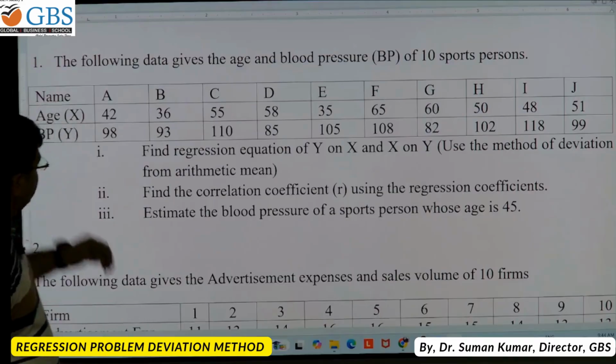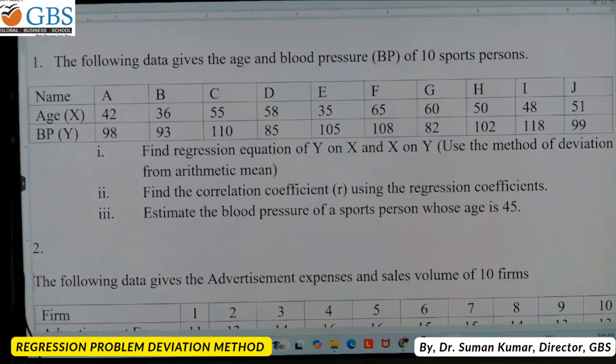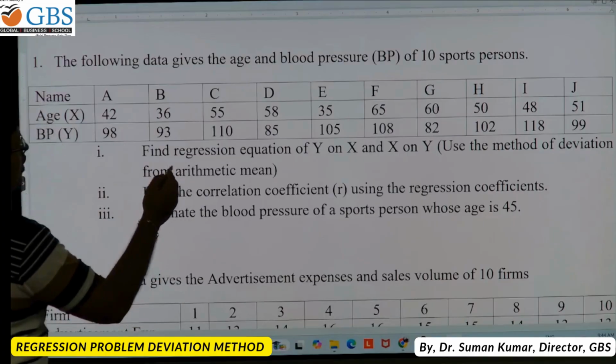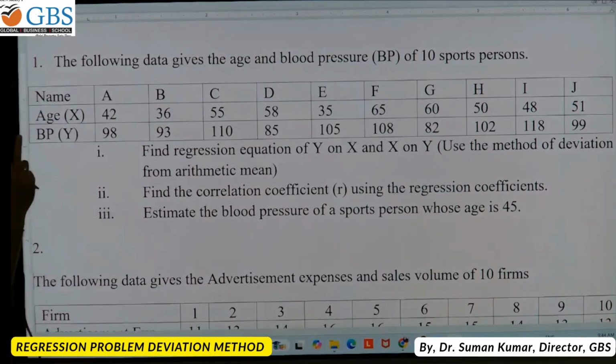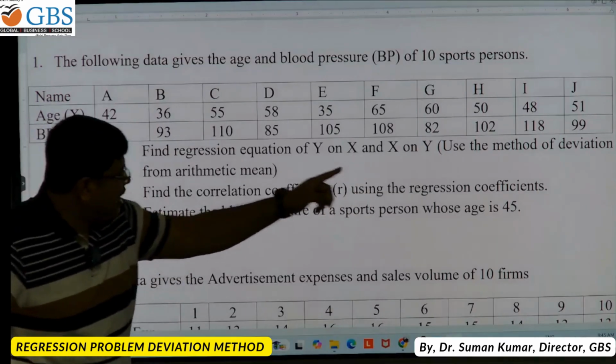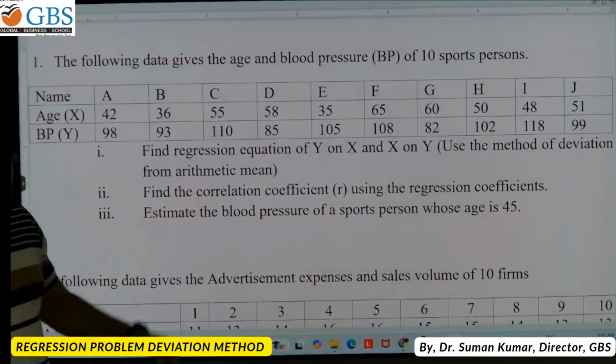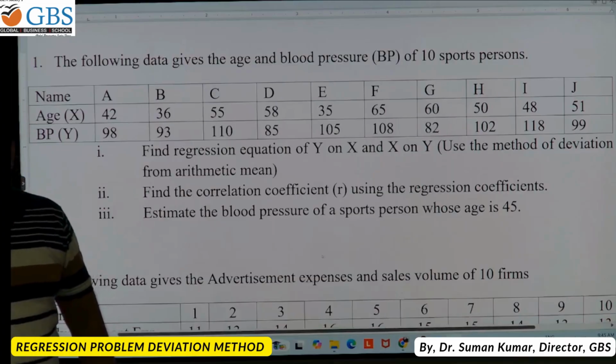Here the first question, there are 2 variables. One is age, that is x, and BP is y. They are asking us to find the regression equations y on x and x on y. We know there are 2 equations, so we need to find both. But there is one point here: use the method of deviation from the arithmetic mean. That is the question.